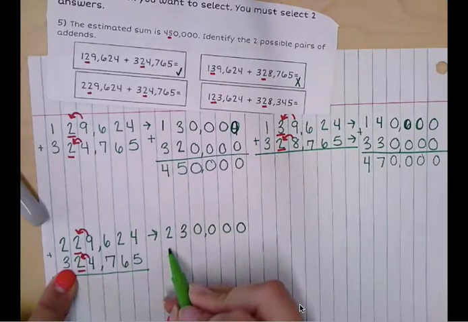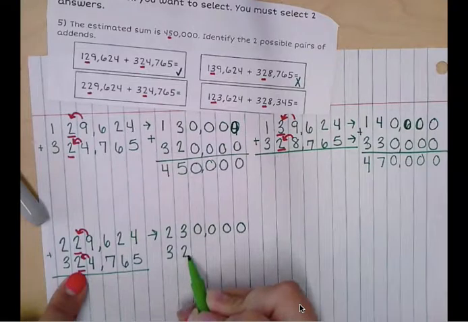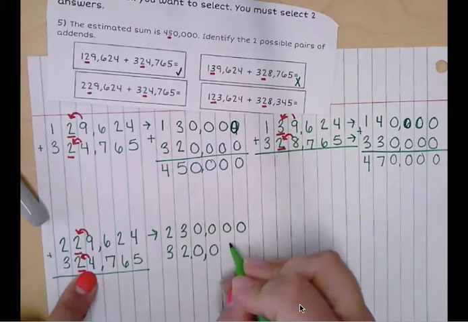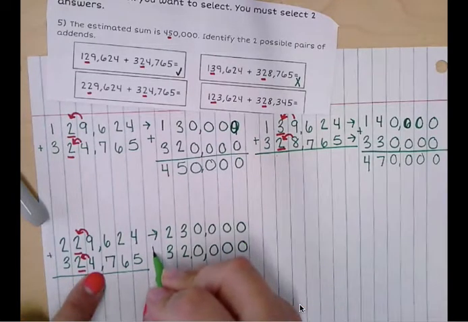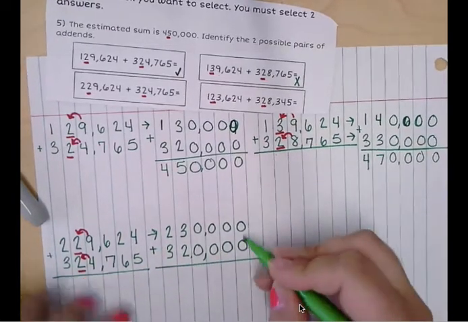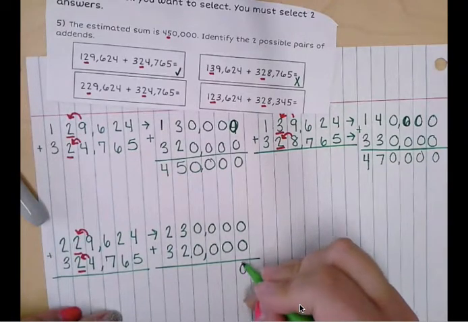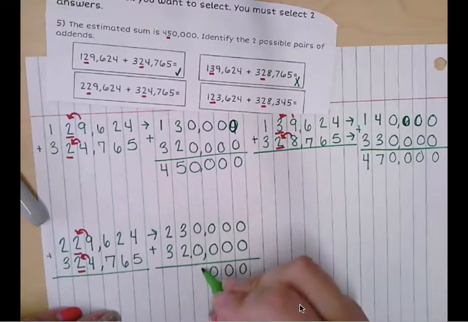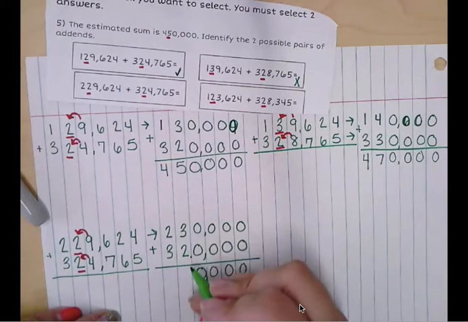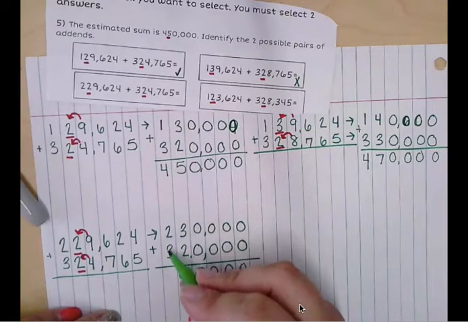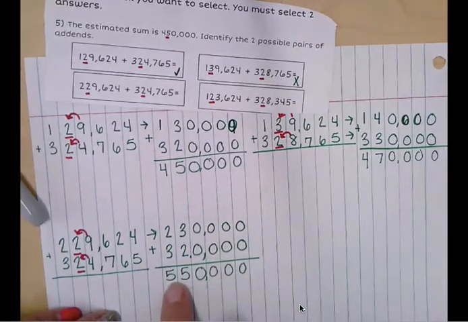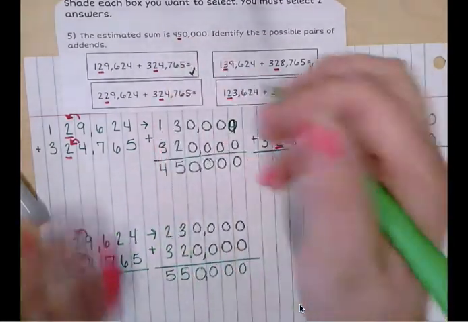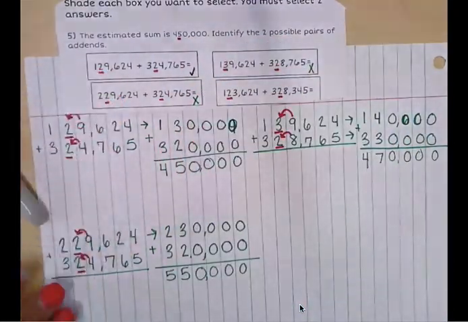So we're going to keep the 3 the same. The 2 will stay the same. Every other digit gets replaced with zeros. Now we can add. 0 plus 0, 0, 0, 0. Bring my comma down. 0. 3 plus 2 is 5. 2 plus 3 is also 5. 550,000. Did that match what we're looking for? No. So this is not correct.